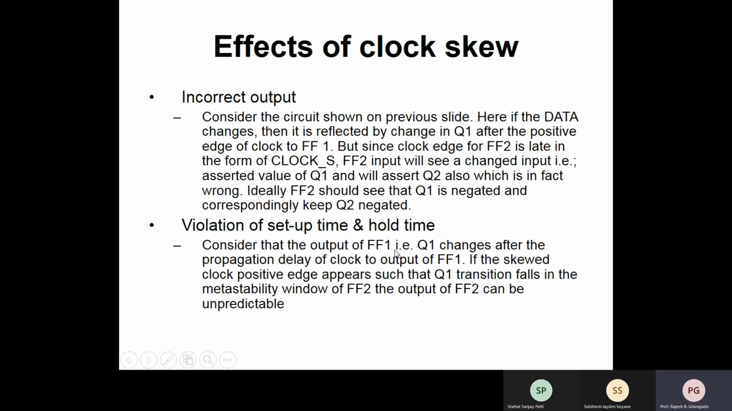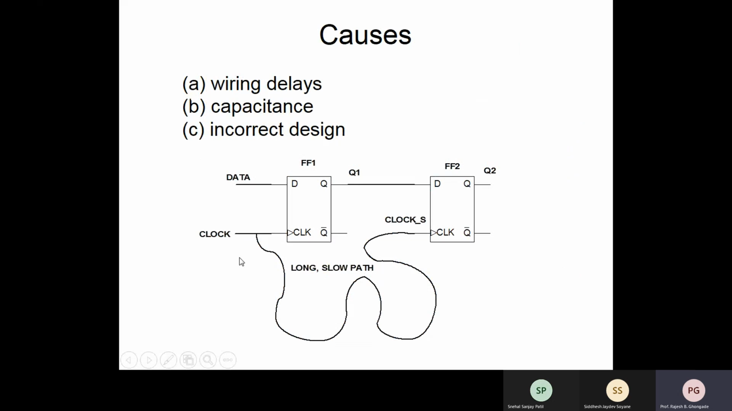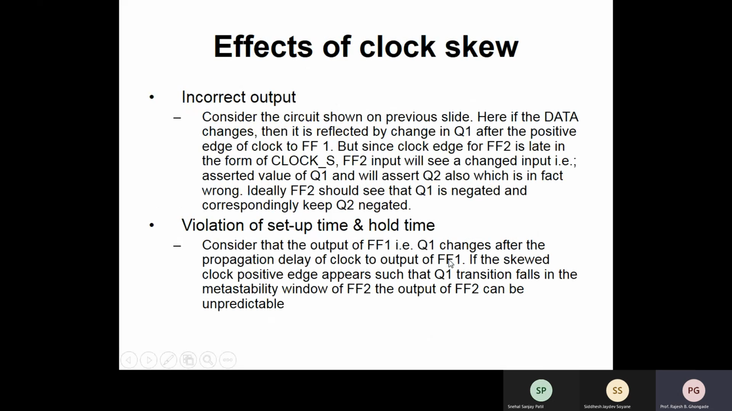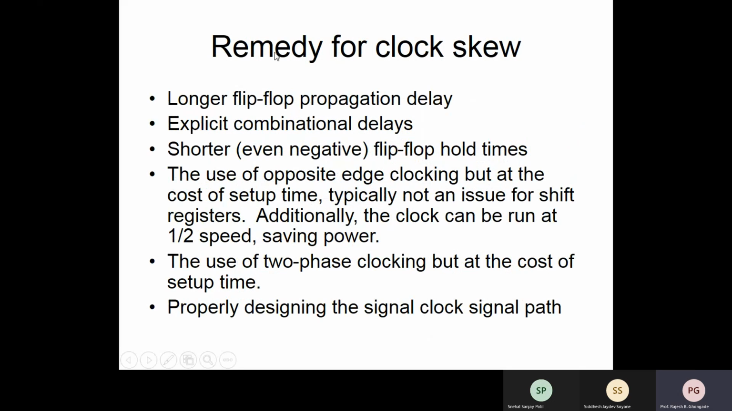Consider that the output of flip-flop 1, that is Q1, changes after the propagation delay of the clock to output of FF1. So it will change after this one. If the skewed clock positive edge appears such that the Q1 transition falls in the metastability window, you know what happens. The flip-flop 2 output will go into metastable, and that is the reason why it may go into an unpredictable state. What is the remedy for clock skew?